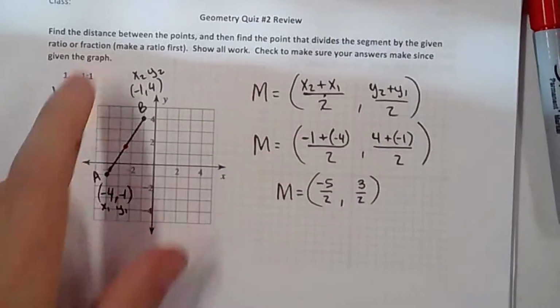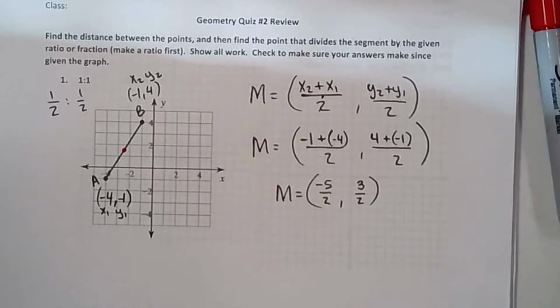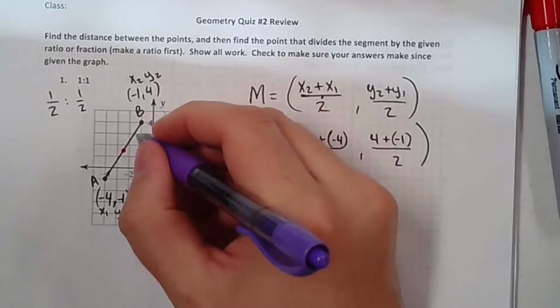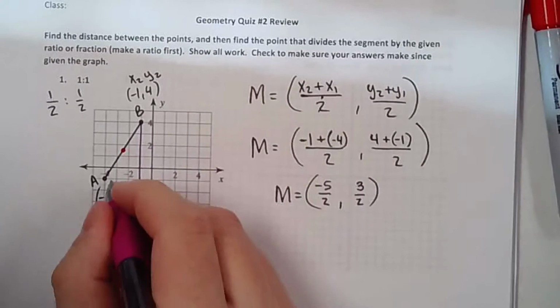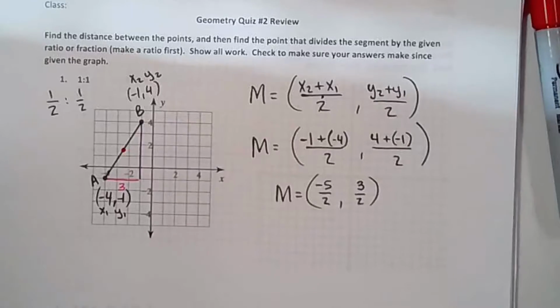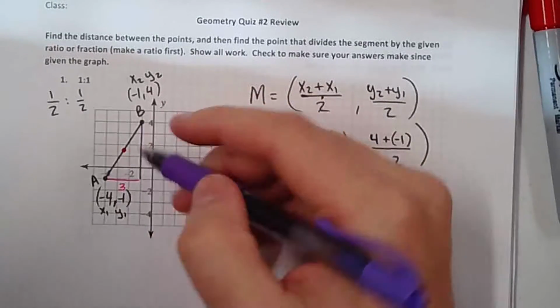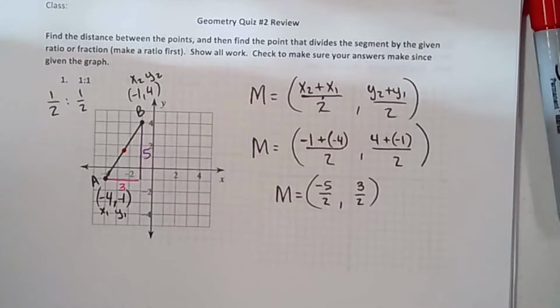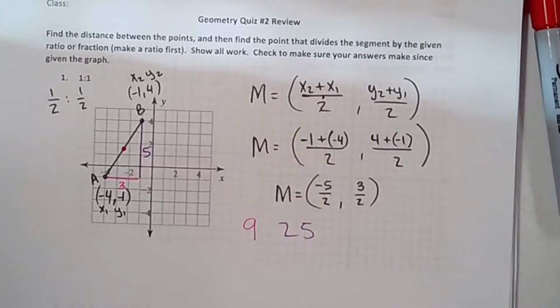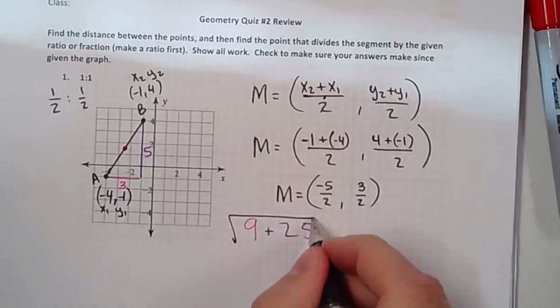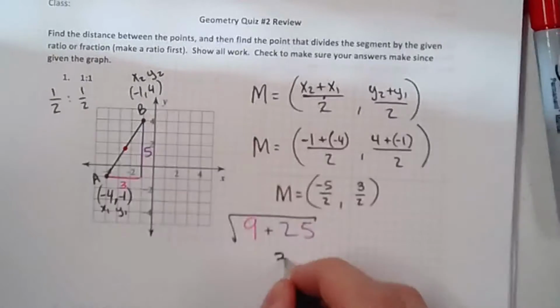It says find the distance as well, so don't forget that. So there's a couple ways to do it. I want you to be able to do both for the quiz tomorrow, both the distance formula and the Pythagorean theorem. So if you look, we have a right triangle here of 3 for one leg and 1, 2, 3, 4, 5 on the other leg. So we have 9 after we square the 3 and 25 after we square the 5. When we add them together and then root, 9 and 25 makes 34, so we have root 34.